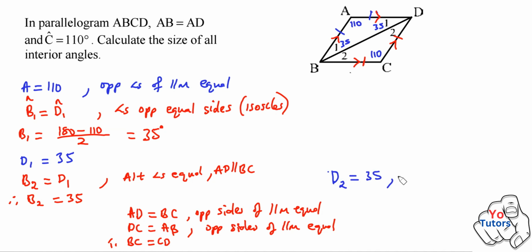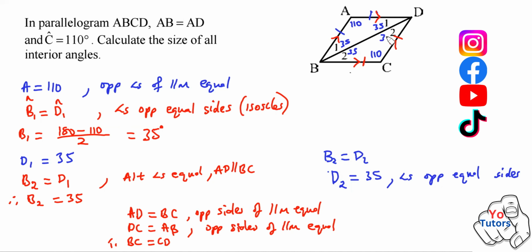Because these are angles opposite equal sides, because we have proved that this is an isosceles. This side here and this side are equal. That's why we are saying D2 should also be equal to B2. That's what we mean by that. Okay, so in this case, we just proved that D2 is equal to B2. So now we have all the angles that we wanted. So 35, 35, so 35, and also 35. That's what we have done there.